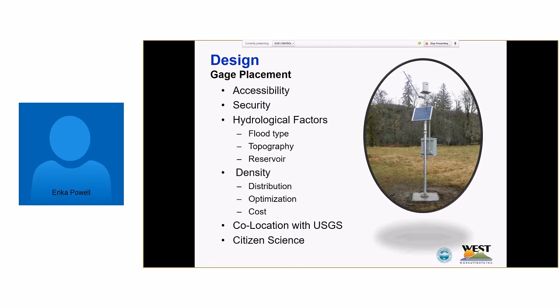You may consider co-locating with other agencies like the USGS. And there's a fairly significant move to what we call citizen science, and it's volunteers with gauges out there that might be able to help as well. You have to go into that with your eyes wide open to make sure the data is the quality and the reliability that you need, but it's an important enough source now that it's worth mentioning and thinking about.